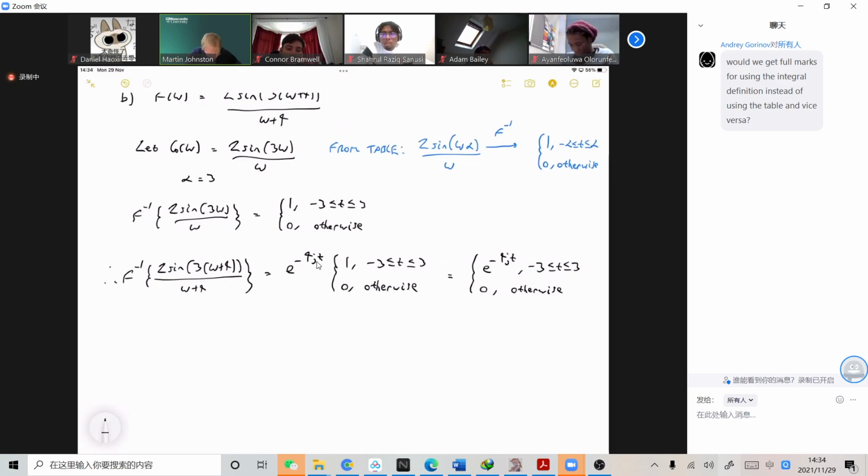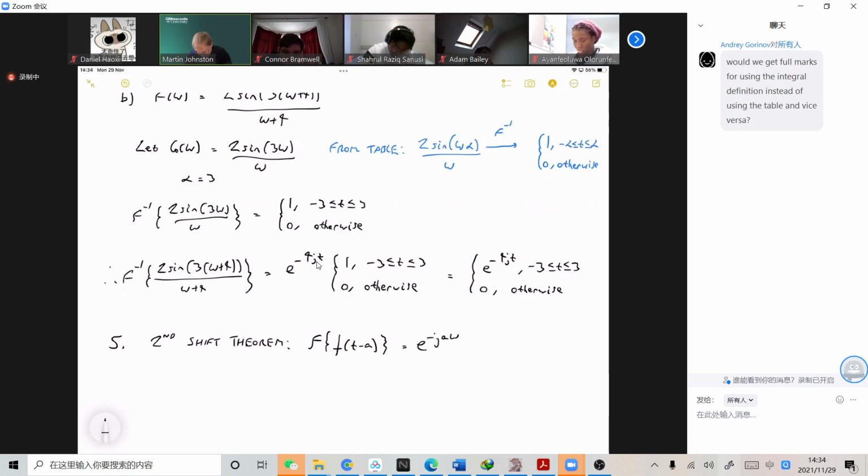Okay, now we've got question 5, which is on the second shift theorem. So if we go to the lecture notes, the second shift theorem, basically, the Fourier transform of a shifted function is equal to e to minus j a omega times the Fourier transform of the unshifted function.